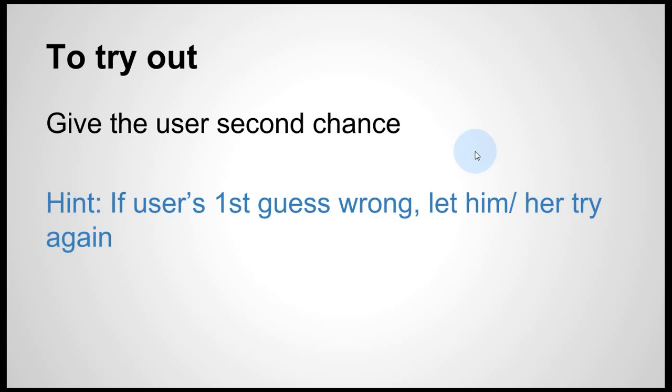Okay, so we had our check user's guess feature running, and it's pretty cool, right? But you know, we can use if else to do something else as well. For example, I really want you to try giving the user a second chance in the game. And I want to give you a small hint if you haven't figured out how to do it yourself: if the user's first guess is wrong, then let him or her try again. Okay, so let's go ahead and give it a try. And our video here is over because we don't have much time left.